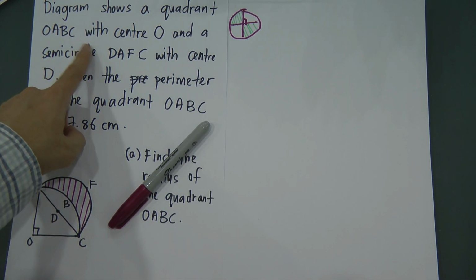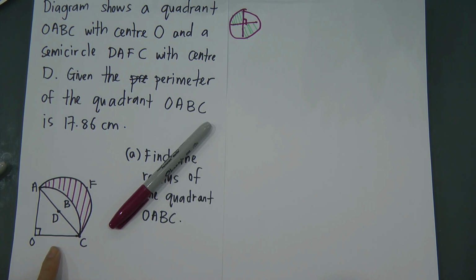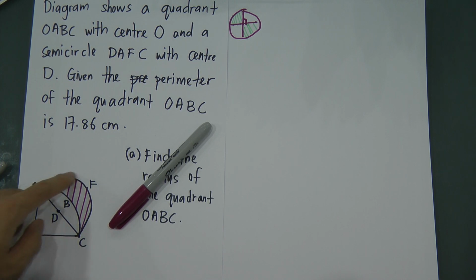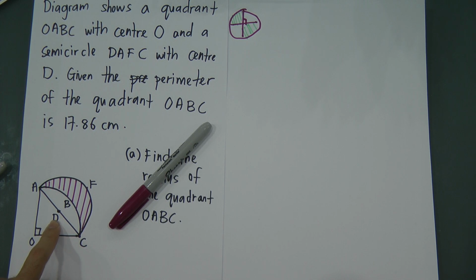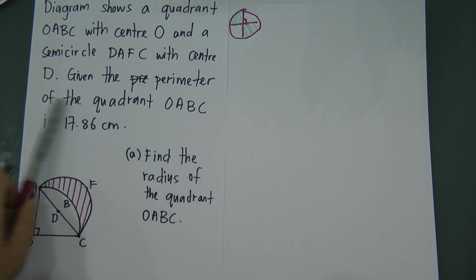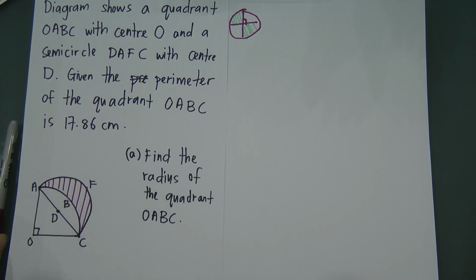So we have the quadrant OABC. This one is a quadrant with center O, and a semicircle DAFC. Do you see this is a semicircle? DAFC, with center D. Given the perimeter of the quadrant, this quadrant perimeter is 17.86. Part A asks you to find the radius of the quadrant.